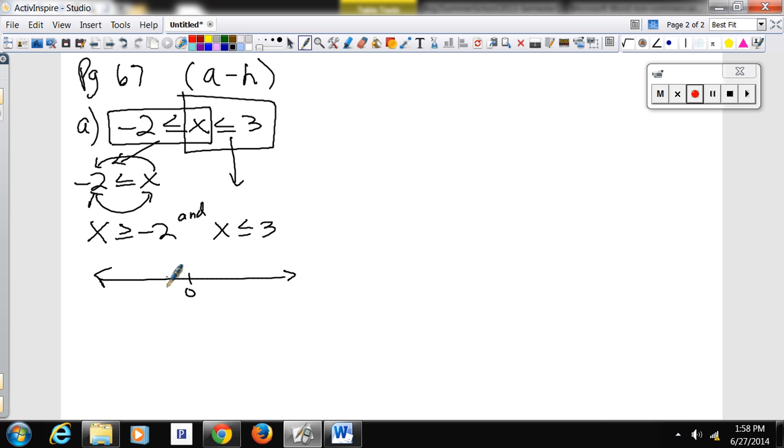Here's 0, negative 2 will be here, and 3 will be over here. They're both closed circles this time, because both of them have an equal sign underneath. Now greater than, if I make it an arrow, is pointing to the right. So greater than is this way. Less than is pointing to the left, so that's going to be this way.